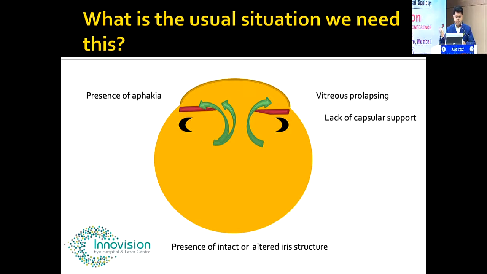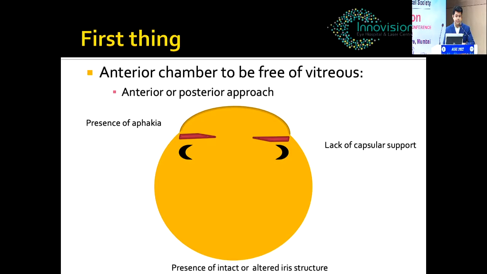When you perform a vitrectomy, there are certain things you should keep in mind. Your vitrectomy probe should be placed facing upwards, and slightly more posterior compared to the anterior plane, so that it sucks all the vitreous. Make sure that you don't sweep the iris, because iris is very important in this case. The first thing is to free the anterior chamber of vitreous, and you have to make sure the vitreous is cleaned completely.